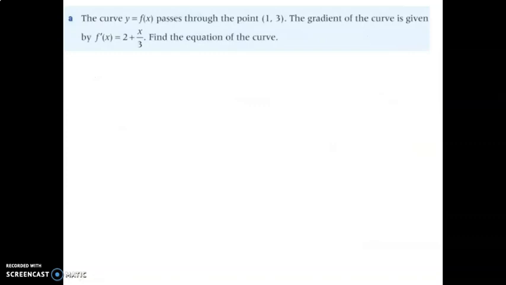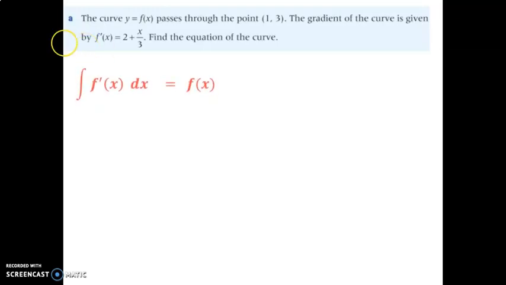One is this. We have an unknown function, y equals f of x. We know it passes through this point. We also know the gradient of this function or this curve is given by this equation. So in other words, we know the derivative function, and it asks us to find the equation of the original curve, the original function. So if we know the derivative, we want to go backwards to get to the original function. And the process of going backwards from derivative to original is finding the antiderivative. And that is what integration is all about.